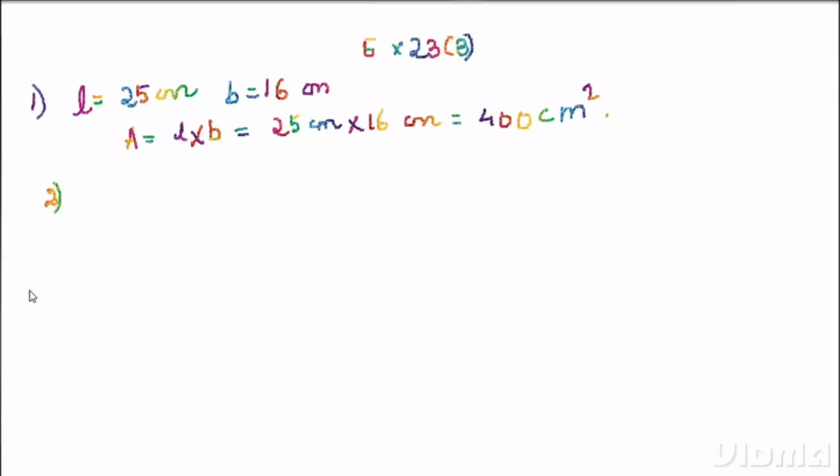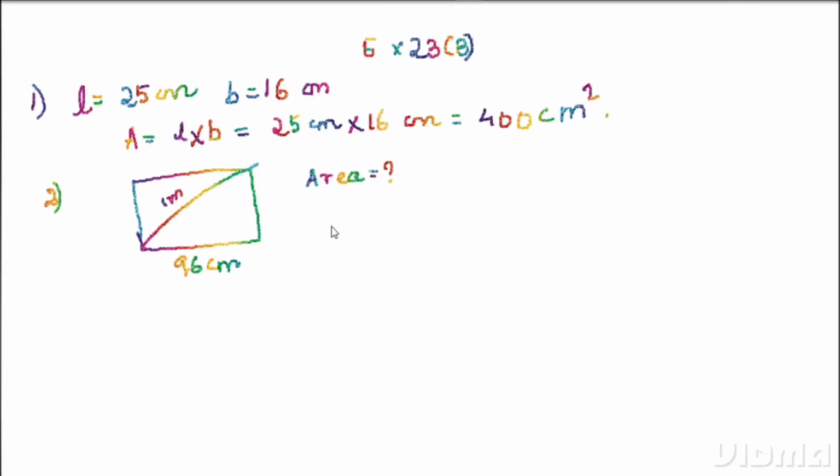Now let's go to the second question. Let's draw a rectangle. Here also we have a rectangle, and they are saying that the diagonal of the rectangle is 1 meter, and the length is 96 centimeter. See the unit. The diagonal is in meter and length is in centimeter, and they are telling you to find the area. So first you need to convert it to the same unit. Can I write this 1 meter as 100 centimeter?